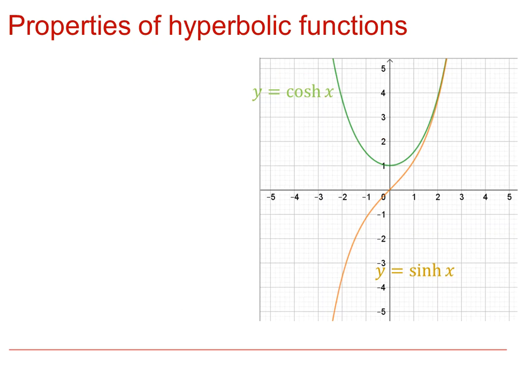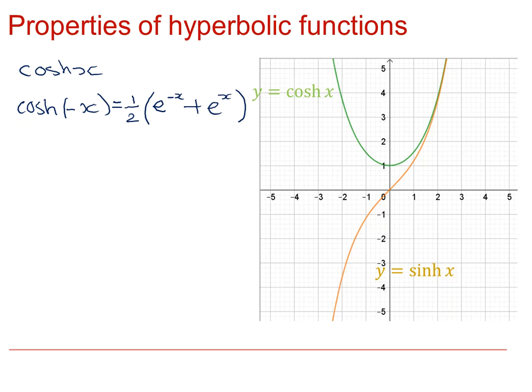So, considering further the properties of hyperbolic functions, first we'll look at cosh x. We can see that it is a symmetrical graph in the line x equals 0, and therefore that cosh of minus x, equal to a half (e to the minus x plus e to the x), is the same as cosh x. Therefore it is what we call an even function.